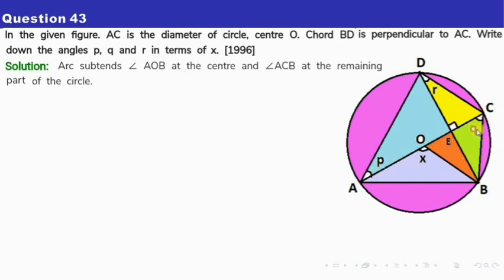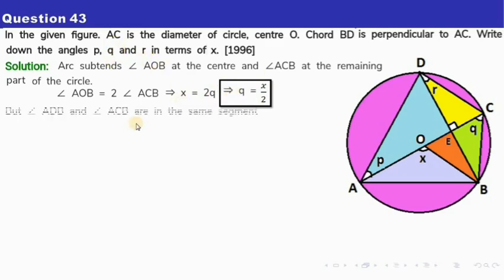Q. So that's why it is written AOB at the center and ACB at the remaining part of the circle. So this is my ACB. That means this has to be double of this. So AOB is 2 times ACB. Now how much is AOB? AOB is given to be X and ACB is given to be Q. So from here X is equal to 2Q, but we need to find Q. So Q in terms of X will be X by 2. So this will be our value for Q. This is one of the answers.